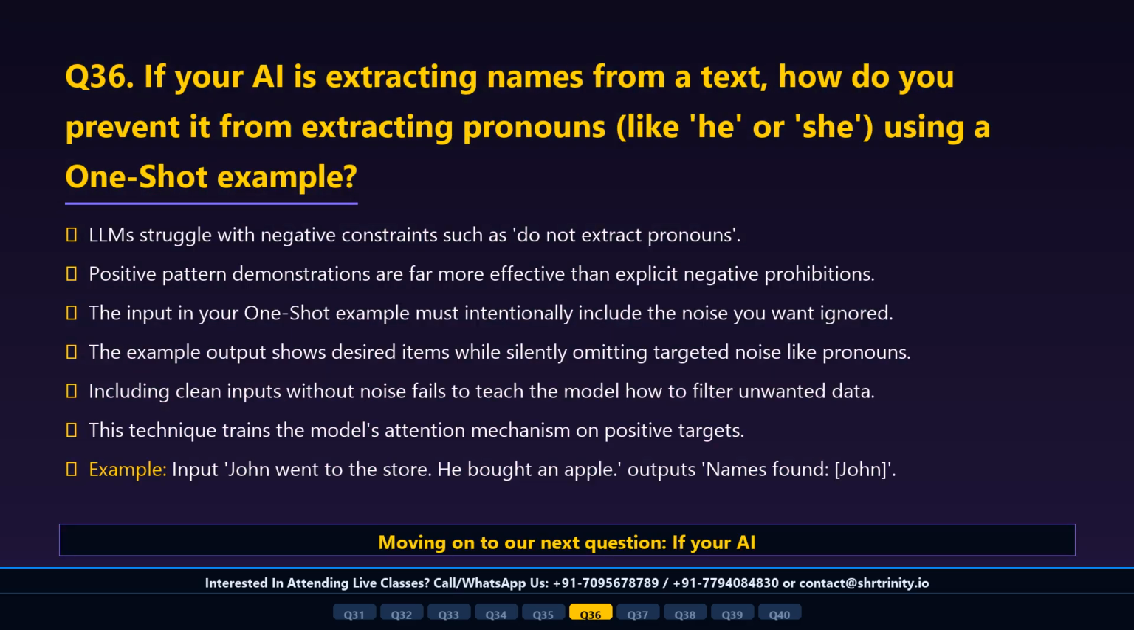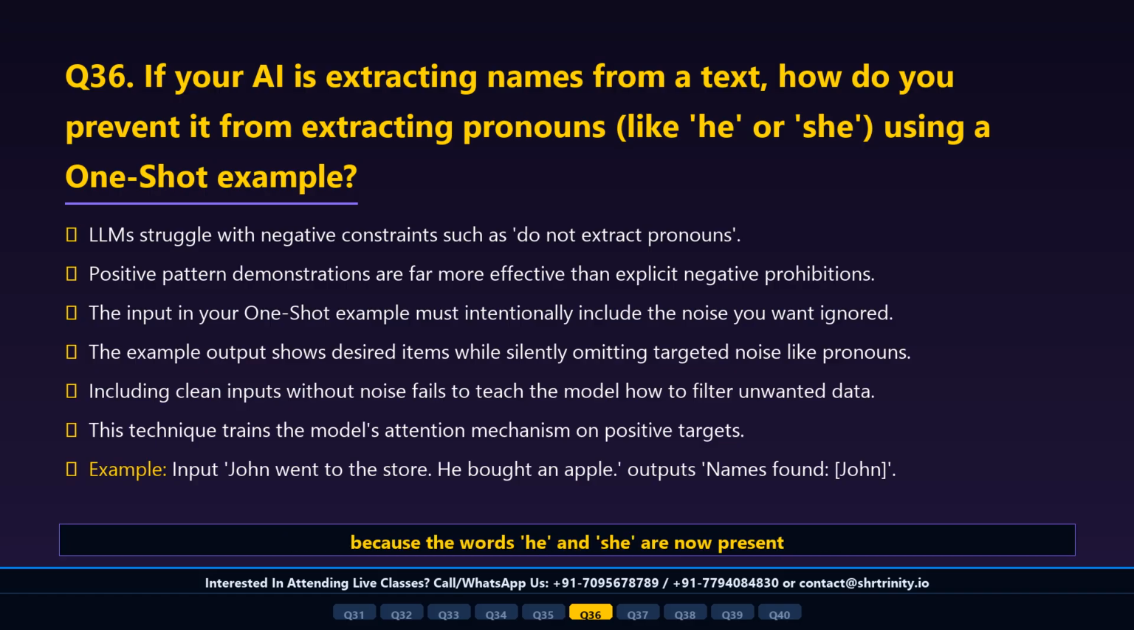Moving on to our next question: if your AI is extracting names from a text, how do you prevent it from extracting pronouns, like "he" or "she," using a one-shot example? Hello class. Let's talk about negative constraints. One of the most common pitfalls in prompt engineering is telling a model what not to do, such as "extract all names, but do not extract pronouns like he or she." LLMs notoriously struggle with negative instructions because the words "he" and "she" are now present in its attention window, making them more likely to be processed.